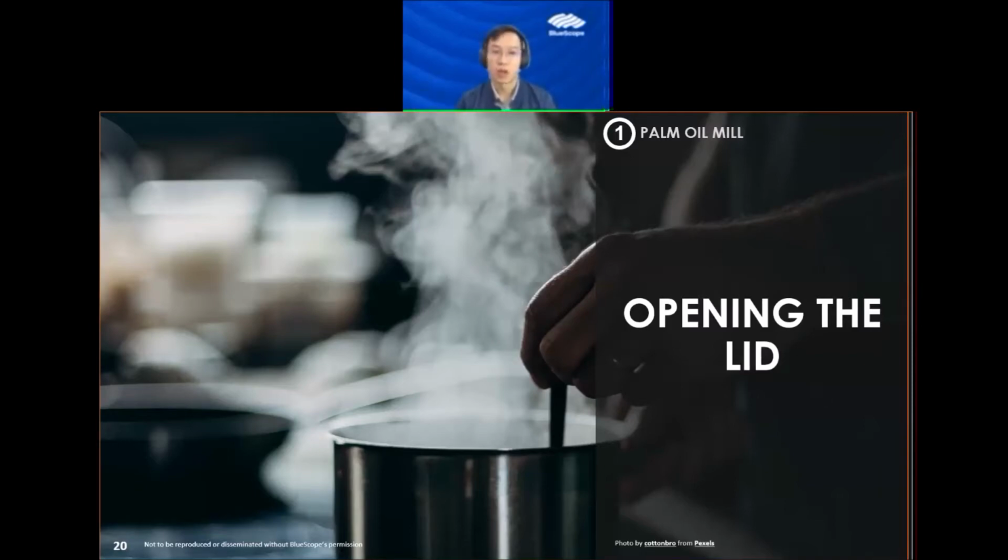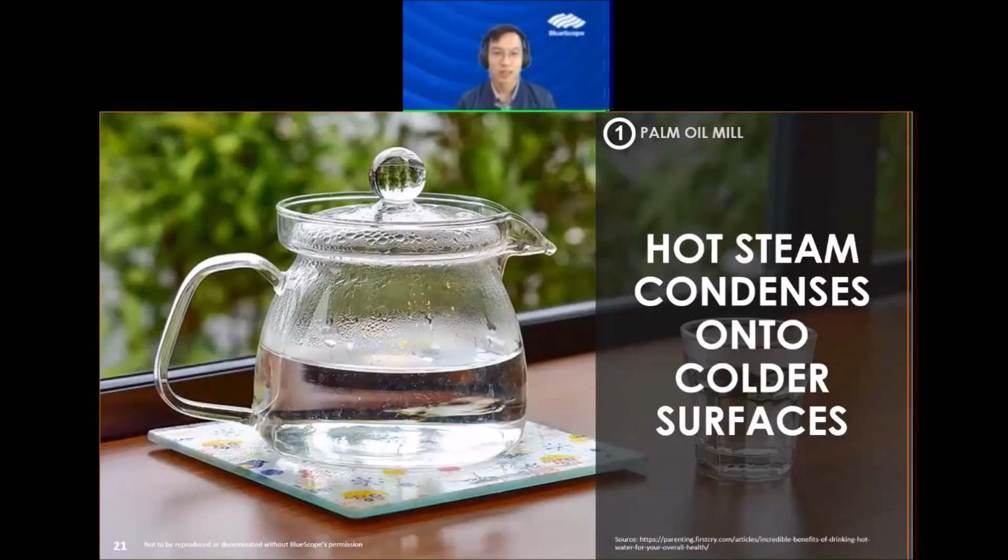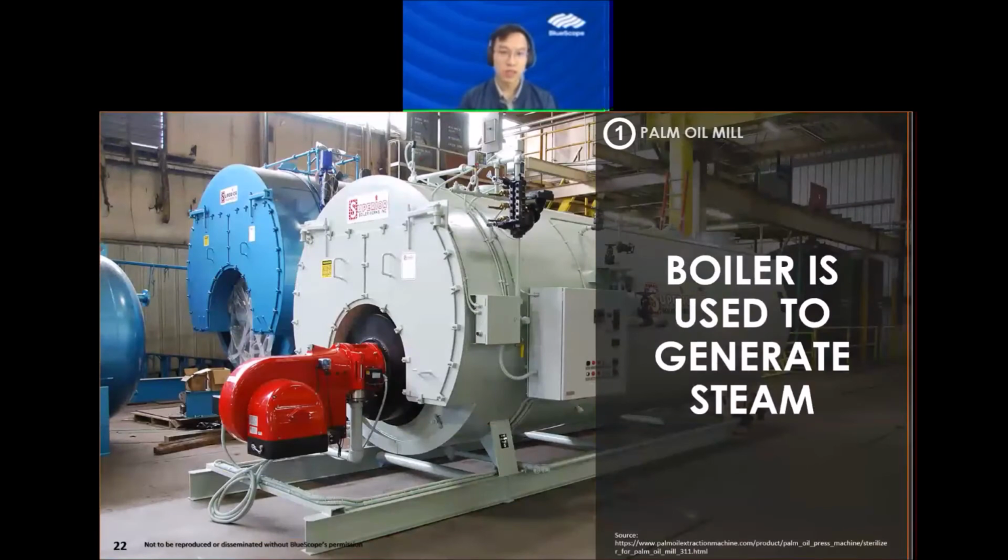from the pot. And lastly, the steam condenses onto a colder surface, as you can see from this picture. So all these are a cycle of cooking the palm oil fruits. In actual fact, the objective of the boiler and sterilization process does not go far from there. It's just on a bigger scale, and the system itself is much more complex.